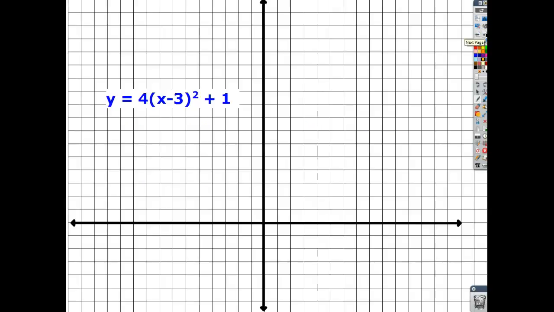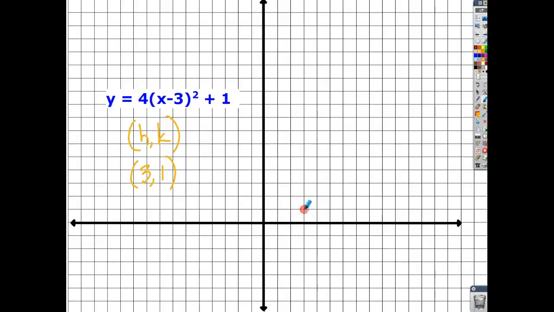So let's take a parabola right here: y is equal to 4 times x minus 3 squared plus 1. Let's find the vertex. The vertex is going to be at x equals 3. We said h comma k is the vertex, so h is 3. If x is 3, 3 minus 3 is 0, the whole thing goes to nothing, and this is going to be comma 1. So 3 comma 1 is our vertex. Over to 3, up 1, so here's my vertex.